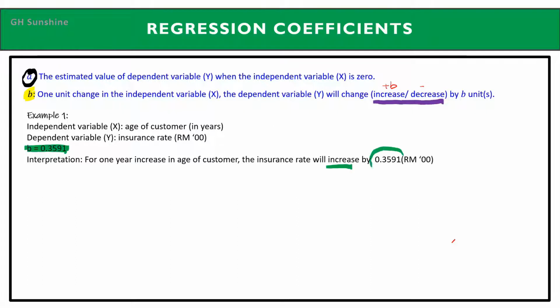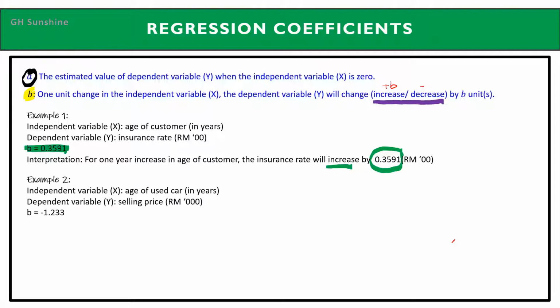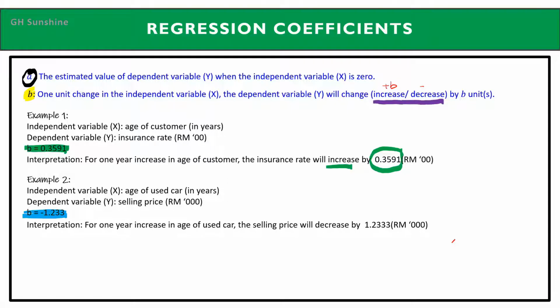Then substitute the value of b. Next example. So this one, b is a negative value, negative 1.233. So explain its meaning. For 1 year increase in age of used car, the selling price will decrease by 1.233. Negative value, therefore decrease.